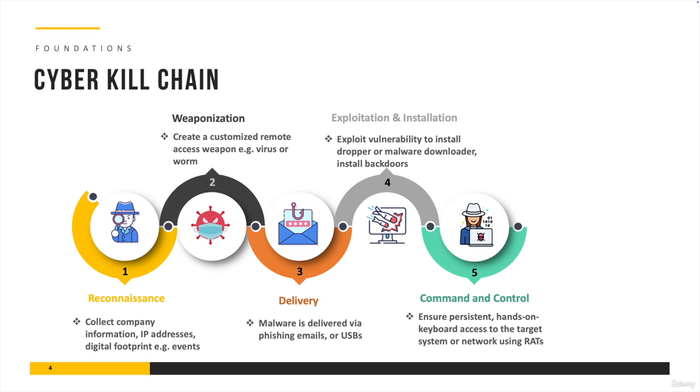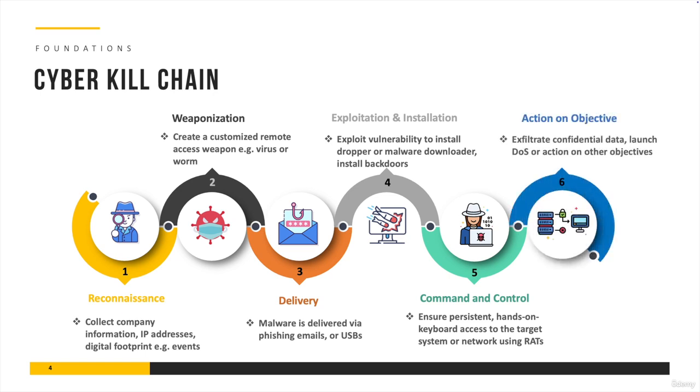using RATs. And finally, once all of these phases and these different steps have been completed, they act on the objective, which is their original goal from the start, which was to maybe exfiltrate confidential data, launch denial of service attacks, or maybe do some other type of sabotage. Now we're going to break down each of these phases step by step.